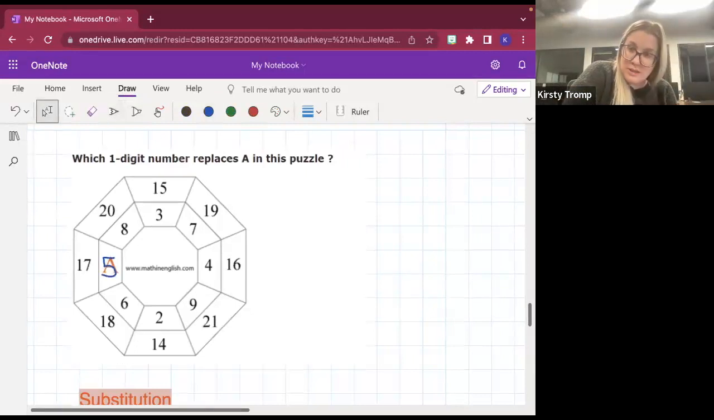So if we look at all these sums, what's the difference here? All right, we've got 20 minus 8 gives me 12. 15 minus 3 gives me 12. 19 minus 7 gives me 12. 12, 12, 12. So what number? 17 minus 12 will give me 5.